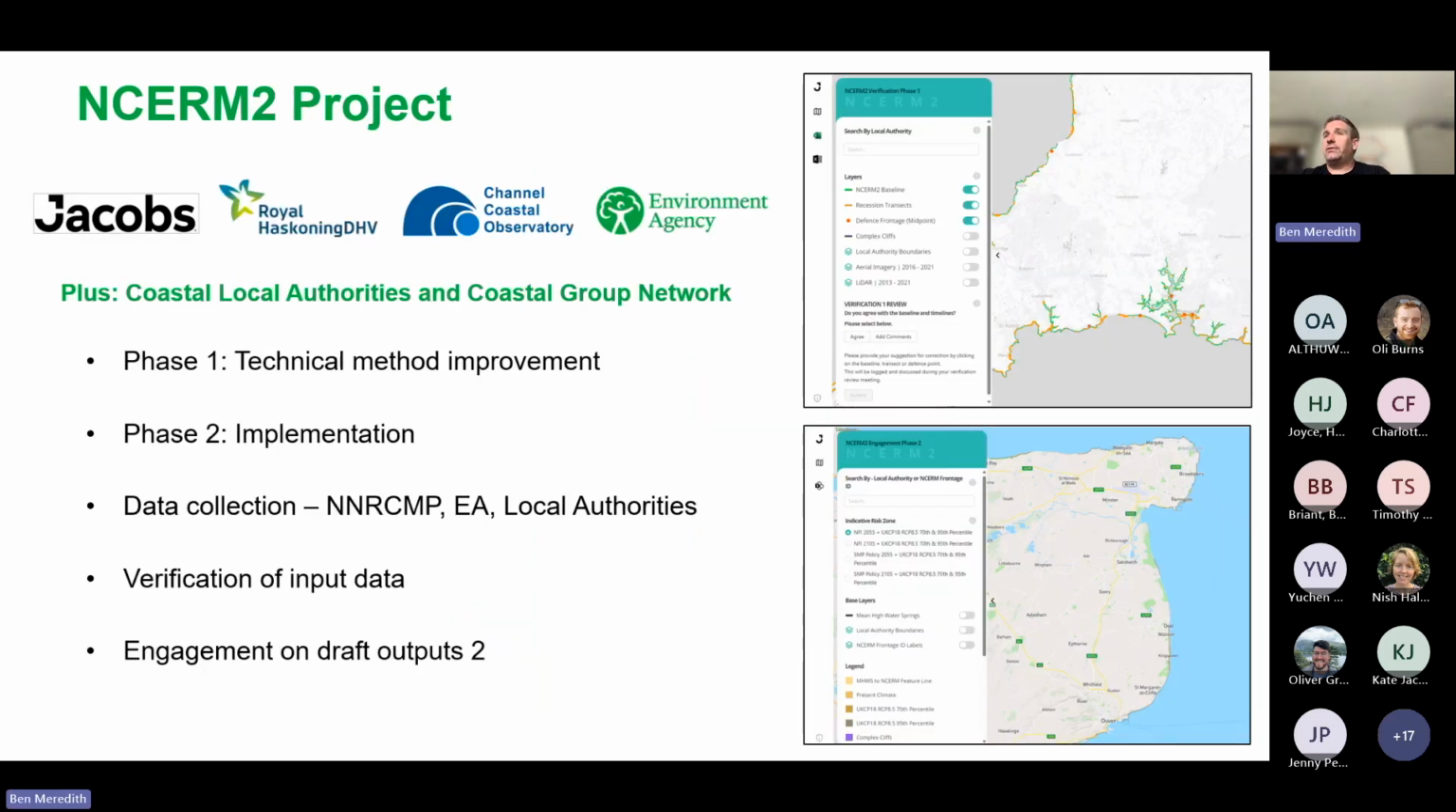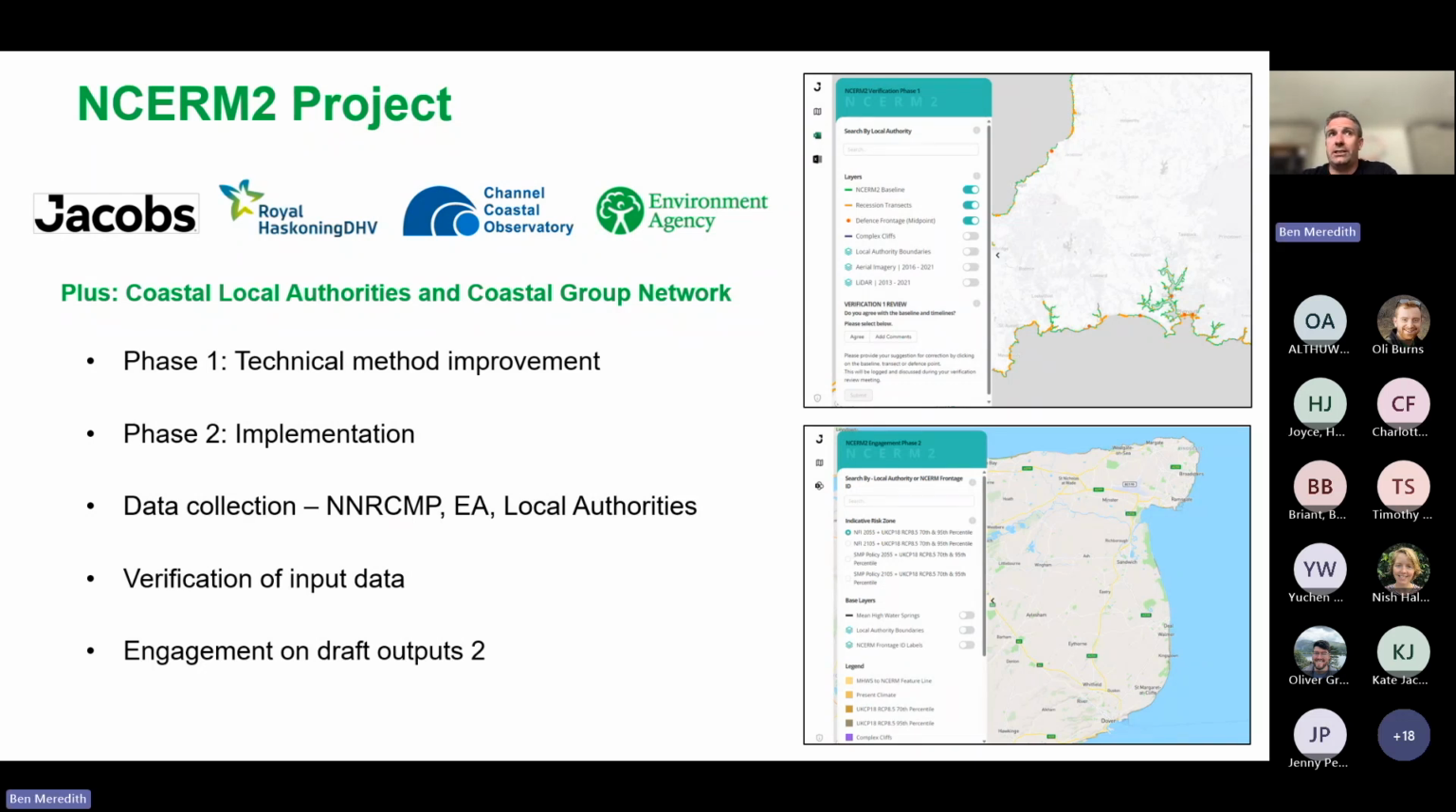I wanted to briefly outline how we conducted the project. It was a large national project. We employed consultant Jacobs as our primary consultant, who brought 2 subcontractors with them, Royal Haskoning DHV and the Channel Coastal Observatory. So clearly a knowledgeable and experienced team focused on coastal management and engineering projects, and of course the national network of regional coastal monitoring programmes which collect and quality assess and supply the coastal monitoring data.